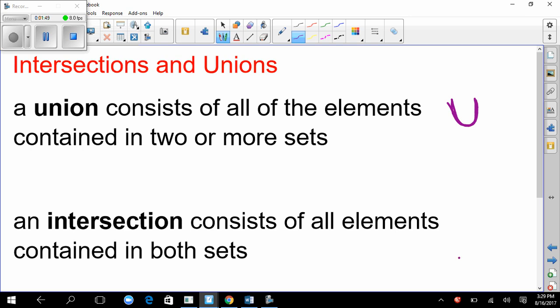An intersection looks like this. I always think U for union, and intersection has an N, looks like this. An intersection is where they're similar, where they cross, what is contained in both sets.